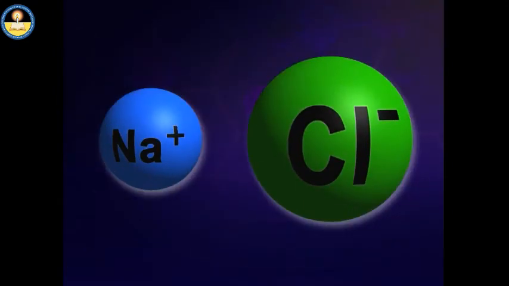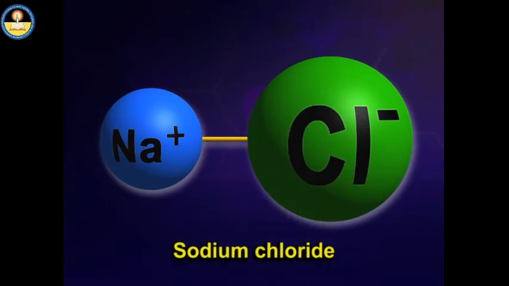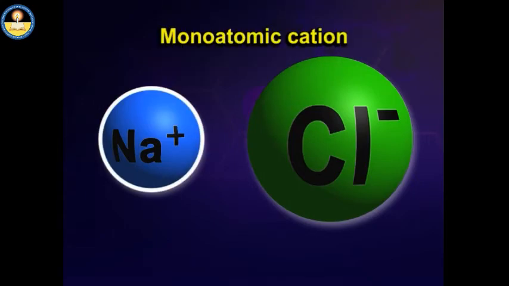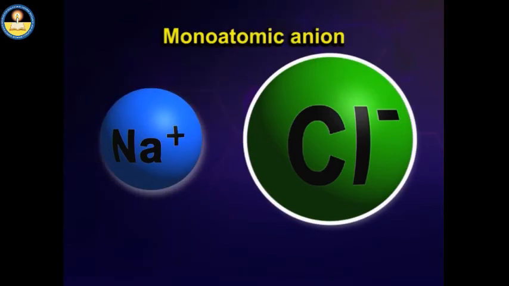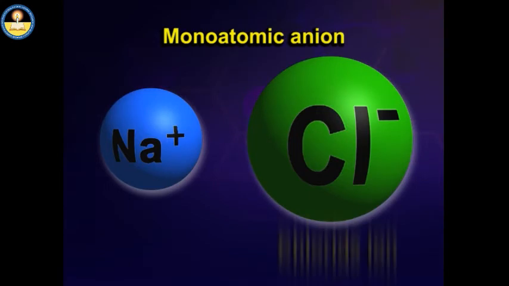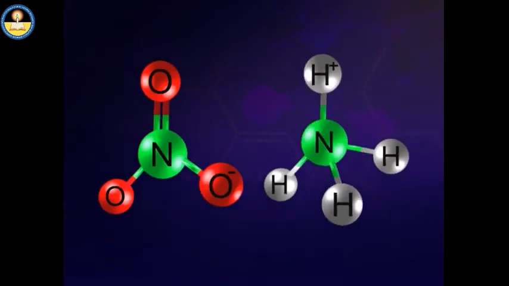An ion which is made up of one atom is called monoatomic. Sodium chloride is one of the common examples of the simple binary ionic compound. It contains monoatomic cation, Na+, that is sodium ion, and monoatomic anion, Cl-, that is chloride ion. An ion which is made up of more than one kind of atoms of elements is known as a polyatomic ion.